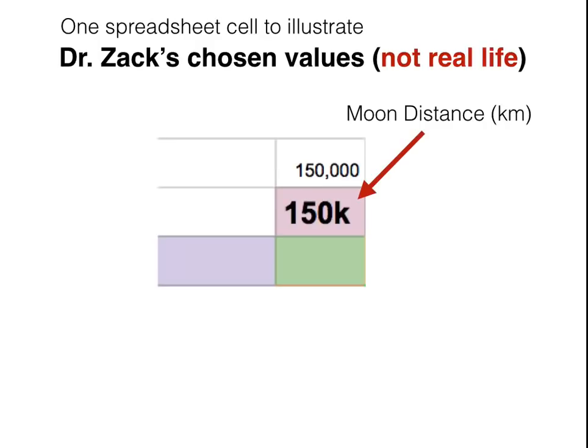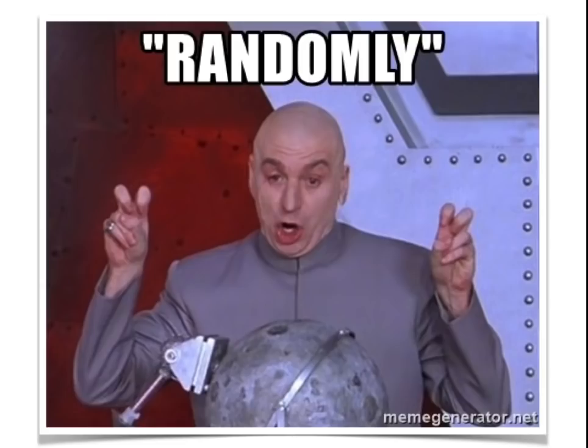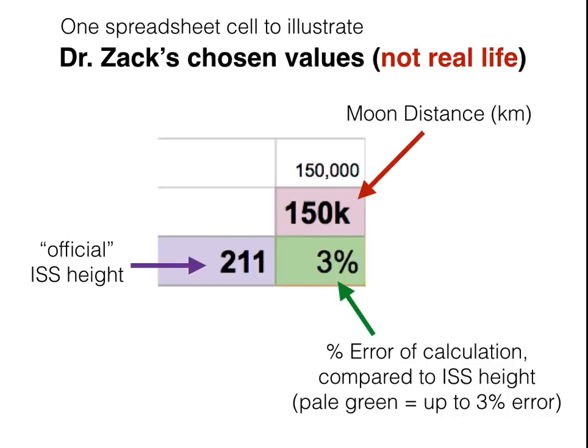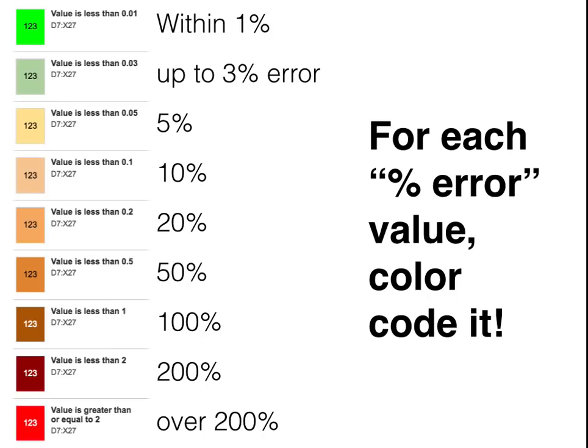So let's take a look at what the spreadsheet might look like. And again, these are Dr. Zack's, these are your chosen values, obviously not from real life. So you picked a moon distance of 150,000 kilometers, and then you randomly picked an official ISS height of 211 kilometers. Well, that's about a 3% error if you run the numbers. So let's actually do this for a whole spreadsheet. And to make it easier on the eyes, I color-coded the whole thing based on the percent error.